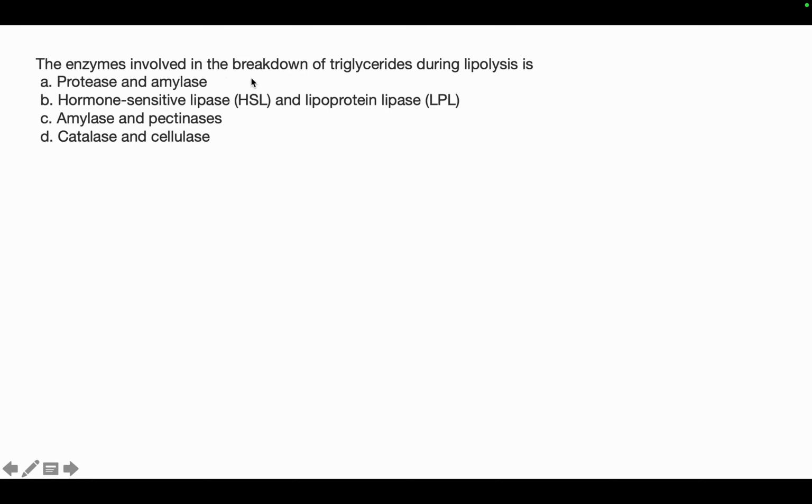The enzymes involved in breakdown of triglyceride during lipolysis are... Protease and amylase will break down protein and carbohydrate. Hormone sensitive lipase and lipoprotein lipase, yes, they will break down lipids. Amylase and pectinase again will break down carbohydrate, amylose and pectin. Catalase and cellulase, no. So the correct answer is B.